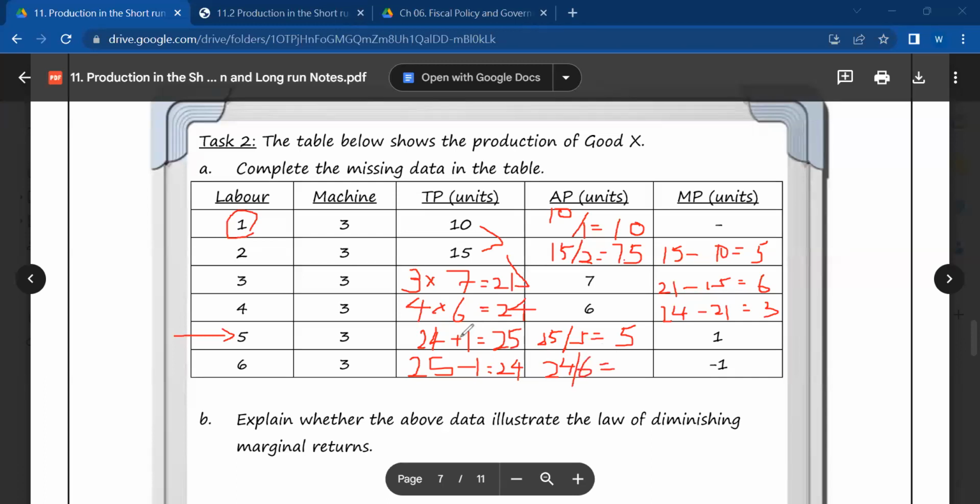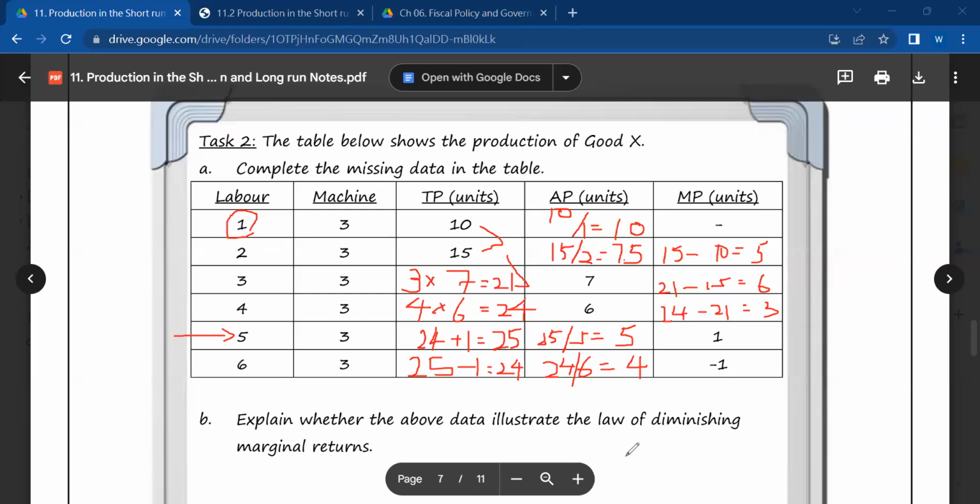Okay, you can see that when there are 5 neighbors, we have a total product of 25, right? And the marginal product of the 6th neighbor is minus 1. 第6個 neighbor 可以做到嘅係負1，咁所以我哋就用本身第5個工人做到嘅25件，加翻佢嘅負1，咁所以其實就少咗啦。Total product 係24。So the average product is 24 divided by 6, and the answer is 4. Okay, so we finished the table. Any question about this table?